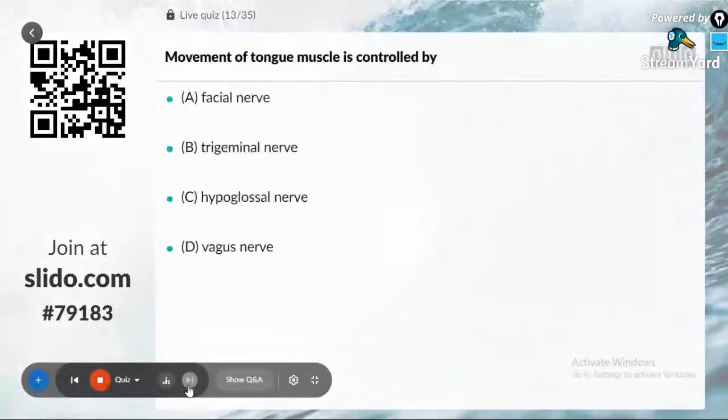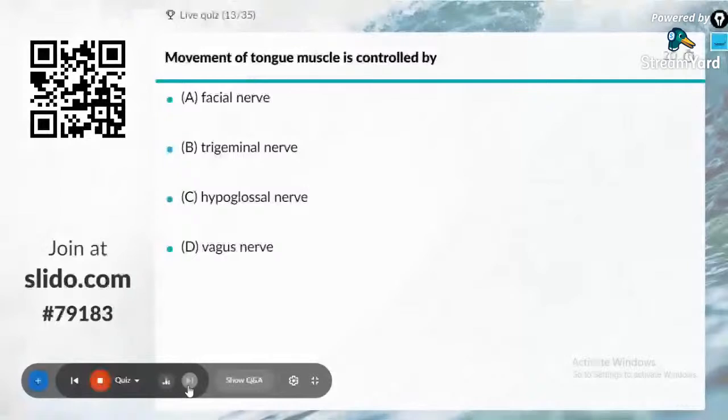Movement of tongue muscle is controlled by facial nerve, trigeminal nerve, hypoglossal nerve, vagus nerve. Yes, we have 10 more seconds remaining for this question. Yes, guys, completed only 13 questions.